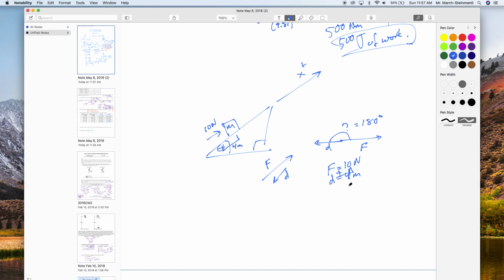So I can just say I have 10 newtons times the magnitude of my displacement, 4 meters in the negative direction, times the cosine of 180. Cosine of 180 is -1. So if I do this, because these are absolute values, I get 40 newton meters, but it's in the negative direction.